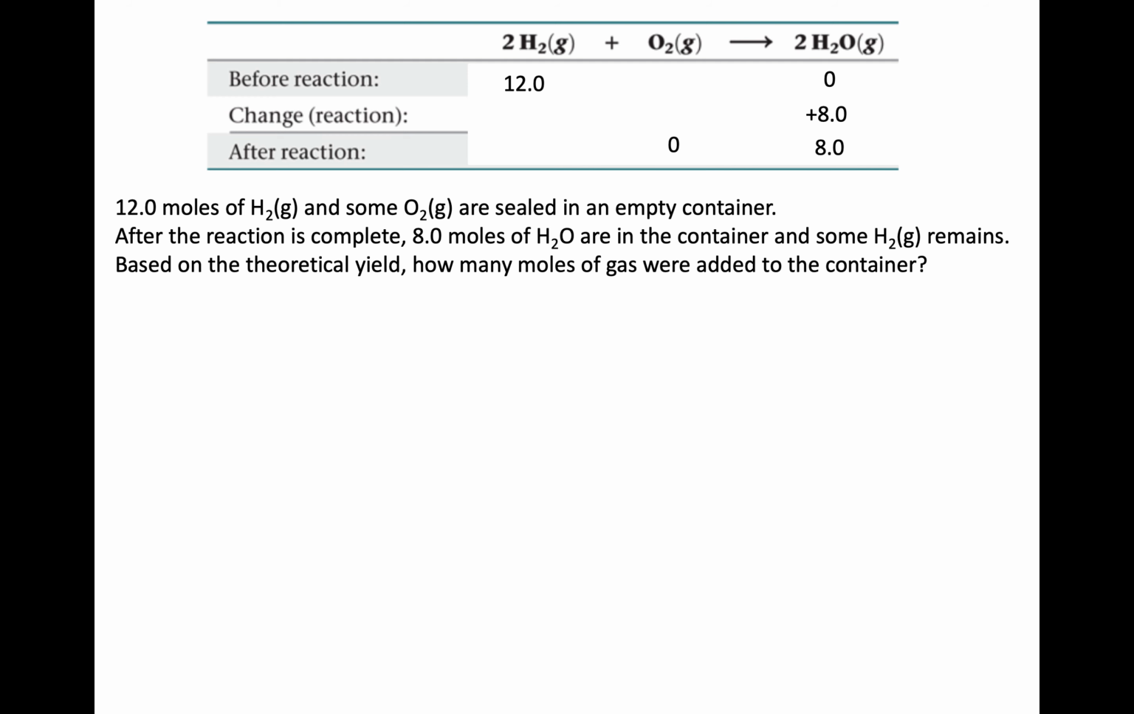Here's my thought process for completing the rest of the table. I finished with 8 moles of the H2O. I started with 0, so it must have gone up by 8. Once I have one value in the change line, I can get the other values in the change line by using the coefficients. And from there, I can finish it off.